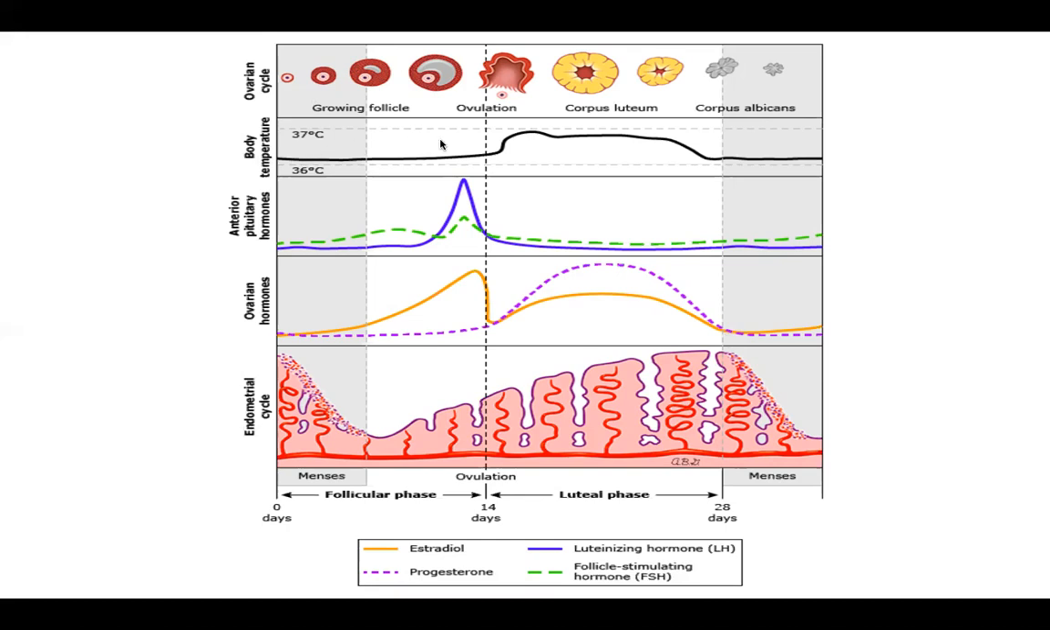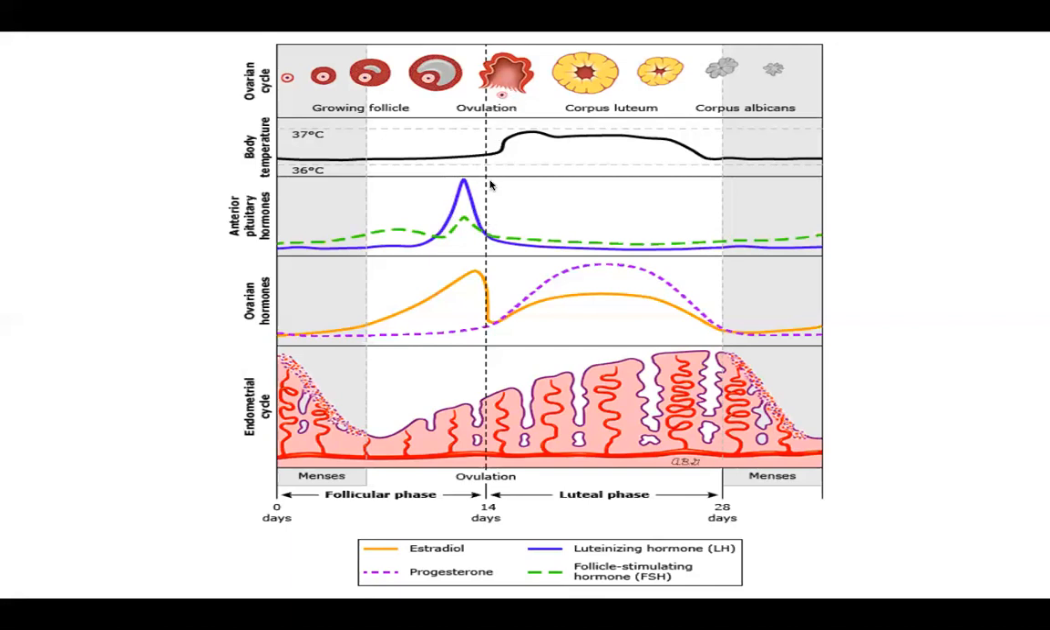Here you can see body temperature raises about 0.5 degrees Celsius after ovulation. So people that are doing natural family planning and people that are trying to conceive use this as a tracker of when they have ovulated. So then you have your anterior pituitary hormones, you have your classic LH surge that you have just prior to ovulation, which helps cause ovulation.